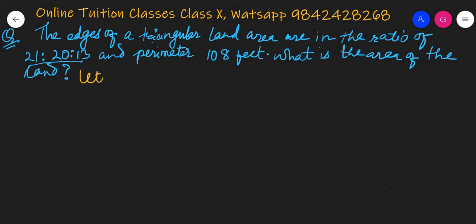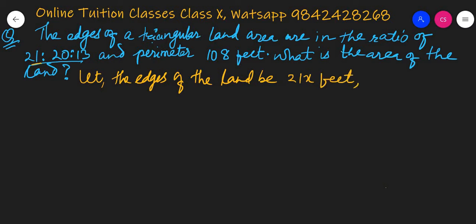Say let the edges, instead of edges you can write sides also, of the land be in the ratio. You cannot say 21 feet or 20 feet. They are in the ratio. So with some unknown variable you should write these sides or edges. So you should suppose 21x feet, 20x feet, and 13x feet.